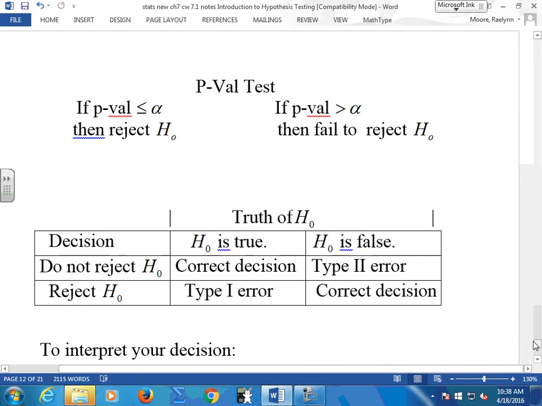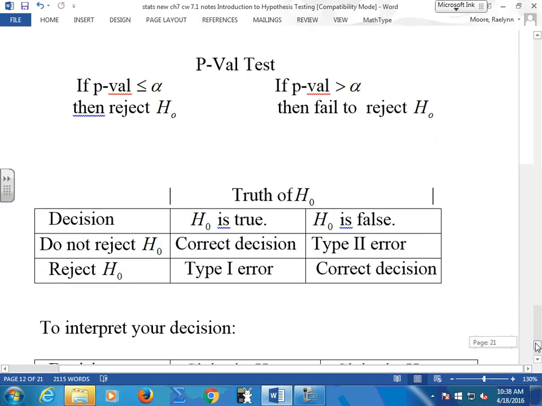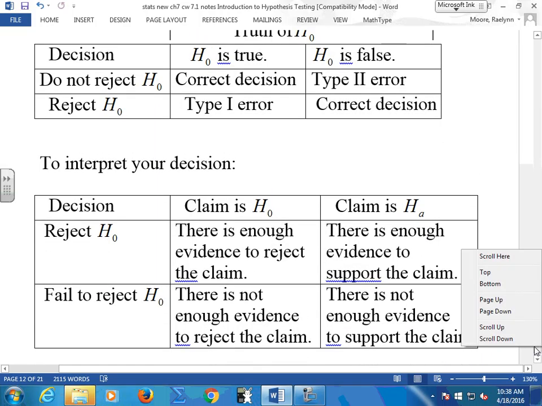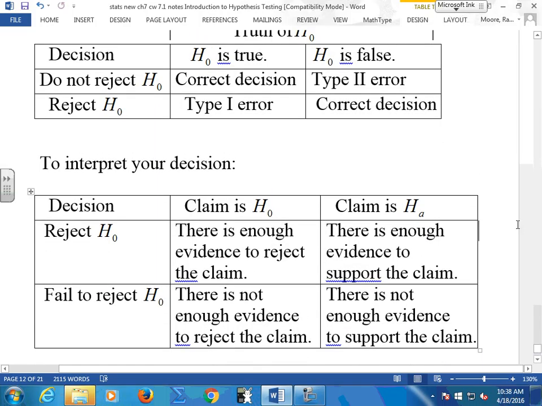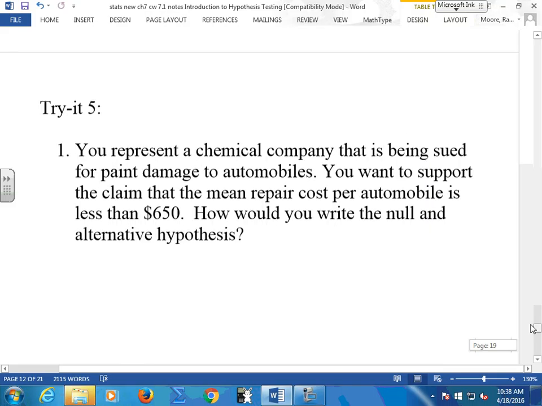There's your p-value test again. With your chart, I'll give you a p-value test chart. And I'll give you these charts as we start to do these.